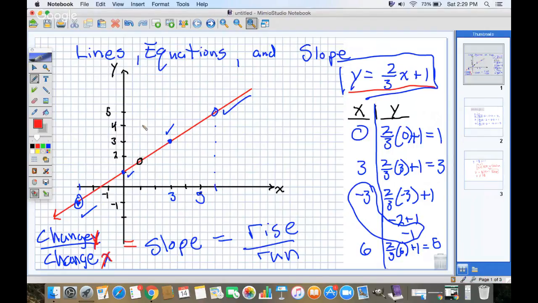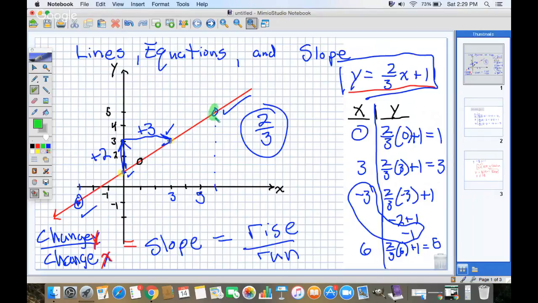So it tells us how to get from one point to another. So for example, if I want to get from, let's get the highlighter, this point right here to that point right there, let's use blue, I need to go up 2, and I need to go right 3. So this tells me the slope is 2 over 3.